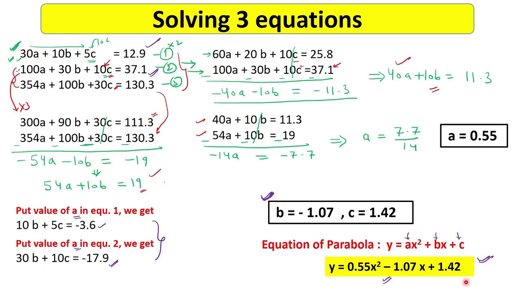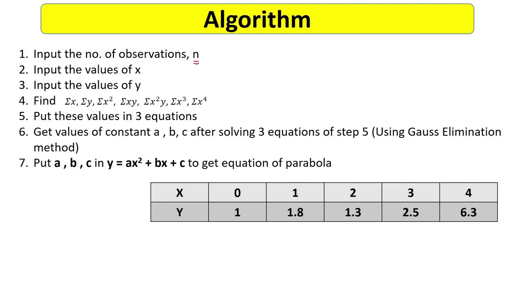Now let's see the implementation of this method. First let's see the algorithm, and then we will see the pseudocode. First we have to ask the user the number of observations, or the total number of data points that he wants to enter. So here in our question, we have total n equal to 5 data points. This is the first data point 0, 1, second is 1, 1.8, and so on. After asking n equal to 5 from the user, we will ask the actual data points. First we will ask the user the various values of x, then we will ask the values of y.